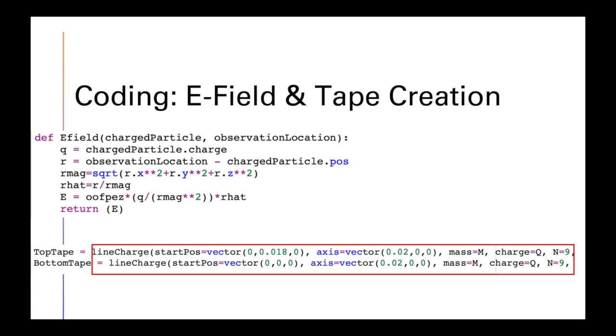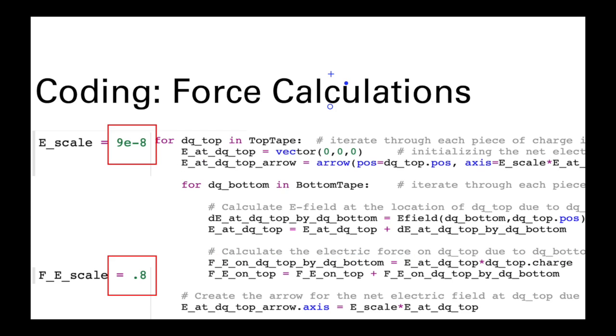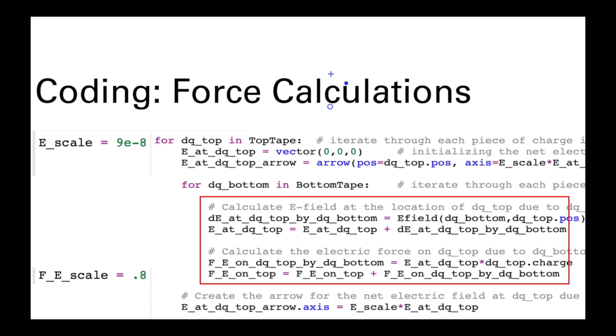I also created an estimate for the number of charges in this model, selecting 9 as my value. I then edited the scales for the arrows that would illustrate the electric force acting on the top tape as a whole and on the individual charges that were selected to act as the makeup for the line model. I then wrote lines of code to calculate the electric field at the top tape and the electric force on the top tape by the bottom tape.